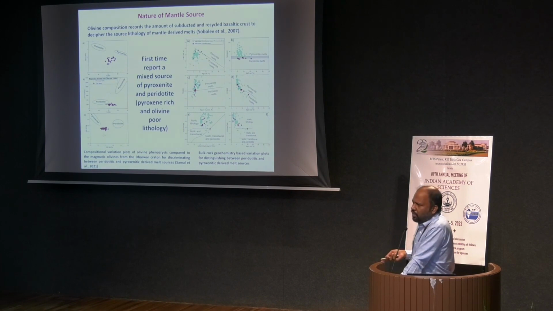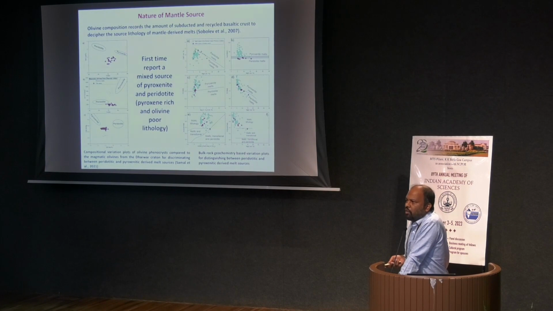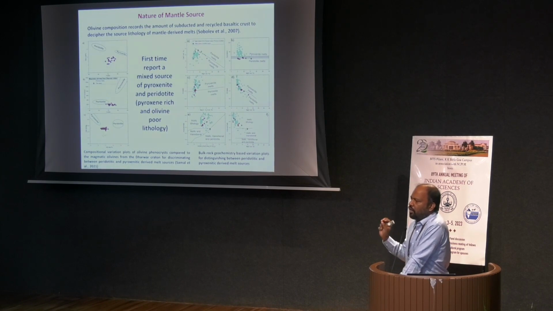By using geochemical proxies, we have defined the nature of the mantle source for the mafic dykes of the Dharwar craton. For the first time, we have reported that apart from a peridotite source, as we generally believe the mantle is of peridotite composition, that is ultramafic in nature, olivine and pyroxene in composition, in the Dharwar craton we have defined a specific type of mantle composition, which is peridotite plus pyroxenite in composition.